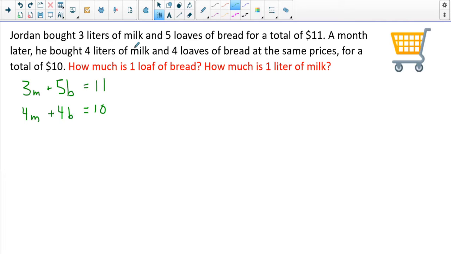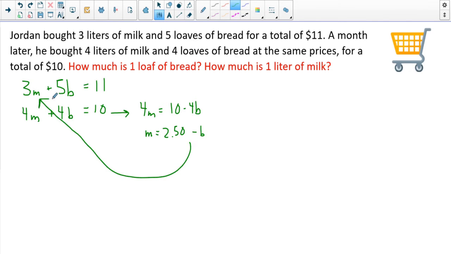And all I want to do is solve one of these, whichever looks easier, for one variable. So I'm going to start by solving this bottom equation for M, since all I have to do is subtract over this 4B. So this is going to be 10 minus 4B, and then divide out this 4. So I'm going to end up with M equals 10 divided by 4, which is $2.50, and then 4 divided by 4 just cancels, so this would be B. All right, now I can plug this back into this equation.